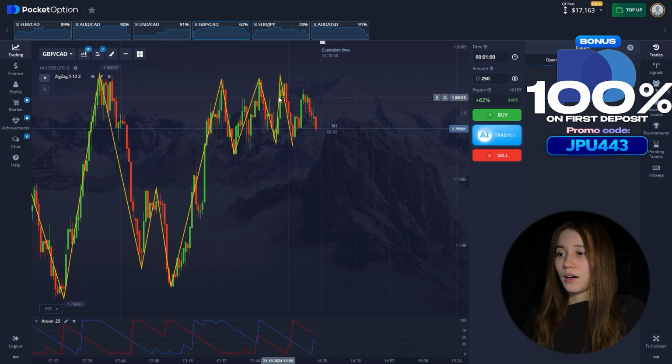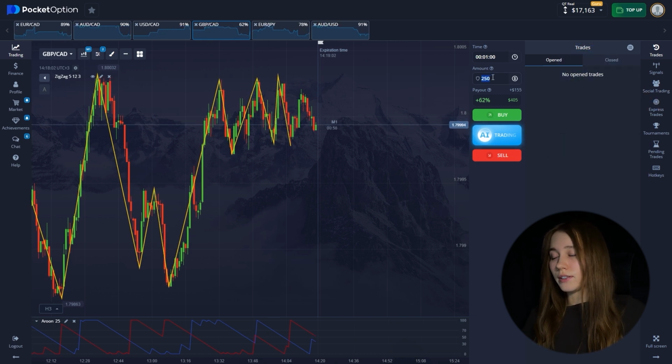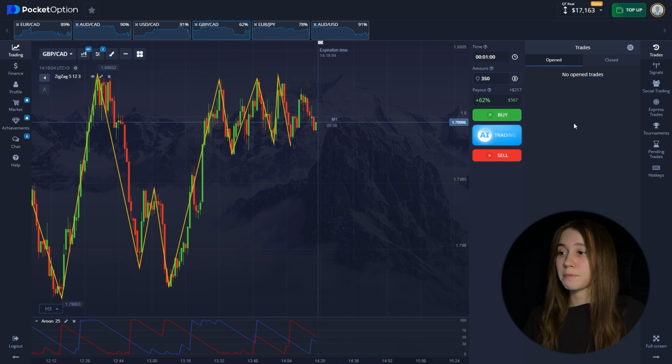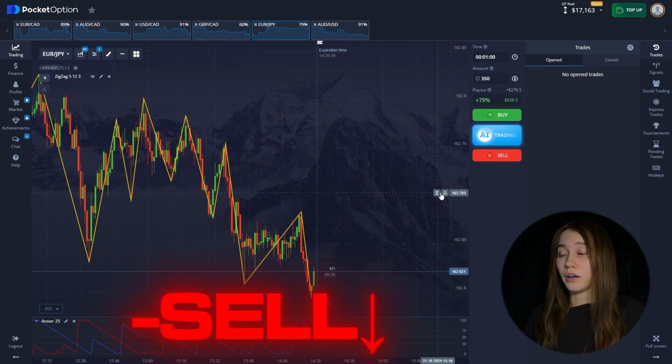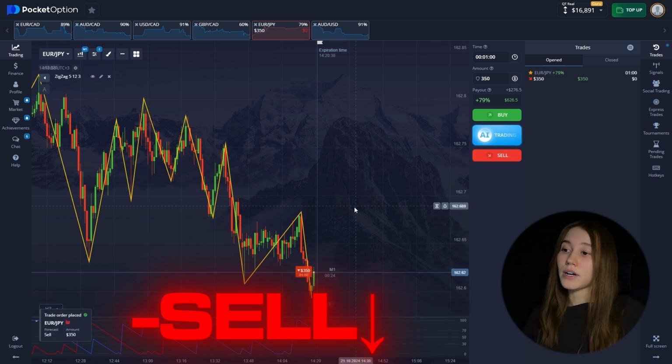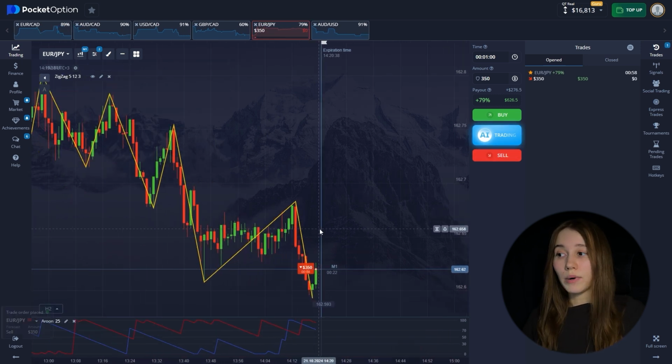So what we see here on the screen, let's move on, dear traders. I think we'll increase the amount of our deal and we move on to our second currency pair. Let's go down and start analyzing why I opened down.